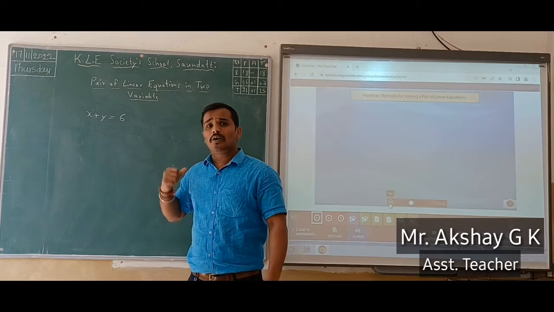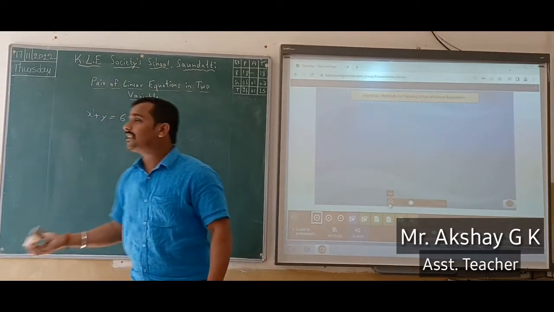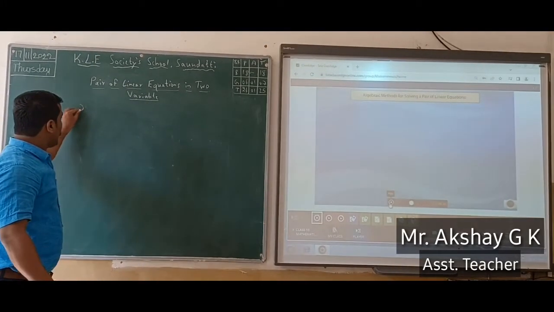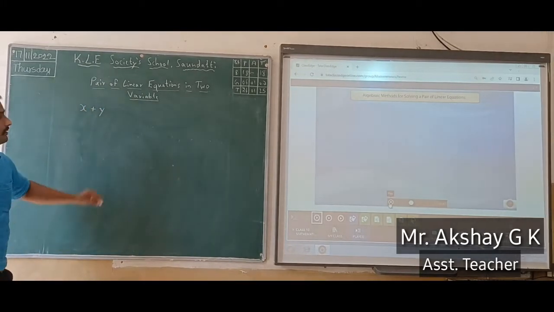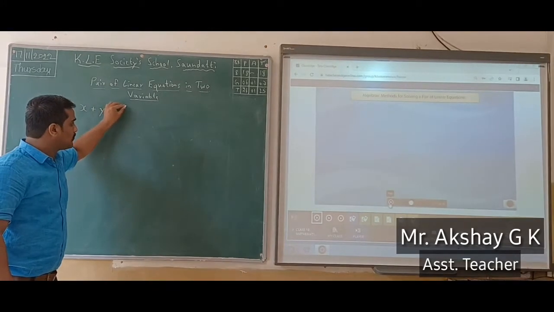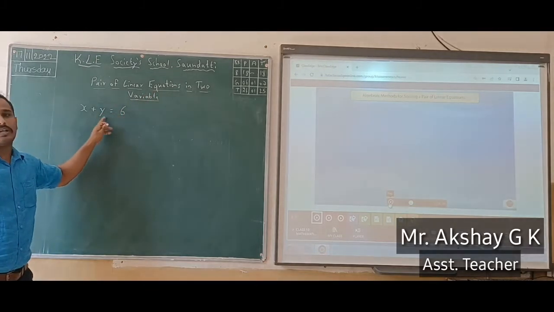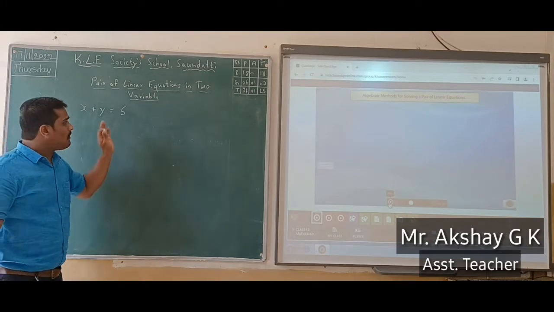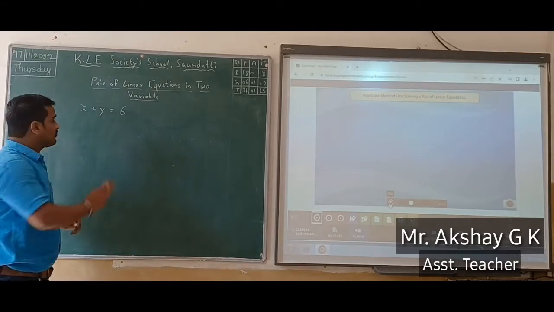Now when we come across a pair of linear equations, for example, if you take x and y, these are two different variables written which is equal to a term, that is nothing but 6. When two variables are written in the form of an equation, it is called a pair of linear equations in two variables. When we come across these, we need to find the value of x and y.